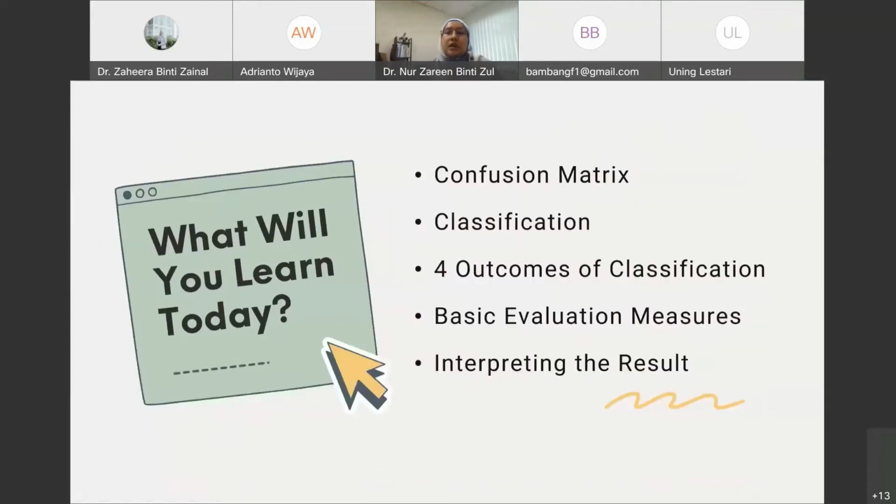Right, so for now, during this talk, I will cover 5 things. First, the confusion matrix itself, just a brief definition about what it is. I will talk about classification and then the outcomes of classifications. Then I will mention the evaluation measures as well as explain a little bit on each of the measures. And then I will share with you how you can interpret the result that you get from the confusion matrix.